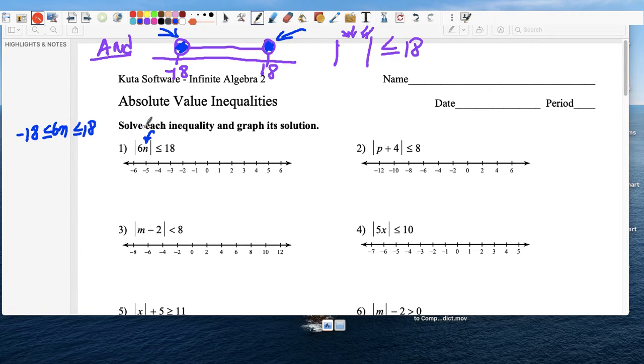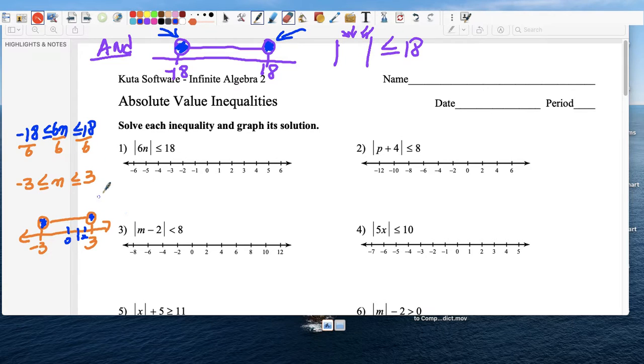All right, so now I'm looking for values of n that I can replace, right? Variable. So we're gonna divide by six, because likewise I want to isolate my variable, so that's gonna give me negative 3, less than or equal to n, less than or equal to 3. So, in order to make this inequality true, I can pick any number. I'm going to draw a number line for that. From negative 3 to 3, inclusive. So, let's pick, I don't know, 0 is here. Let's pick 1. I can pick 2, right?